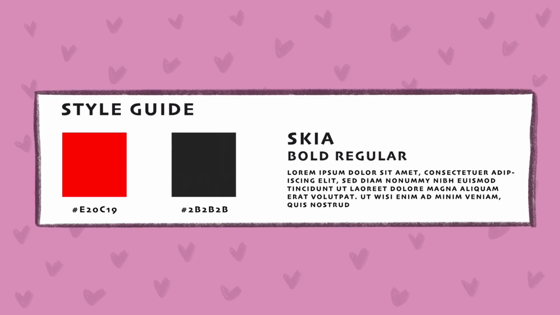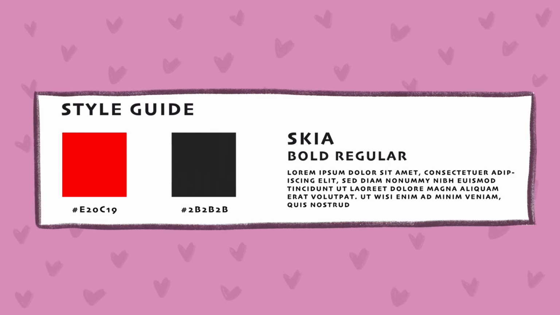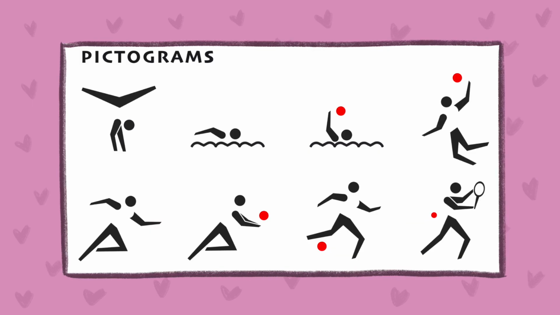So then here I just showed a little style guide. I went pretty basic for the style guide. I definitely could have added more colors. And then here is my pictogram set. So you can see I have 8 different sports here. I have gymnastics, I have swimming, water polo.